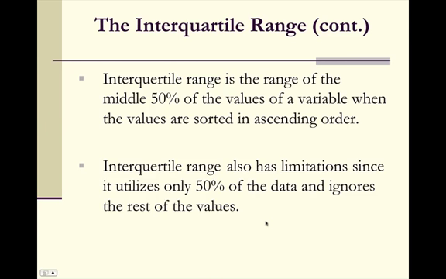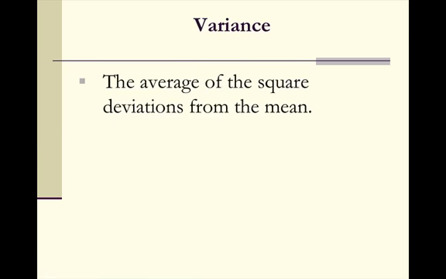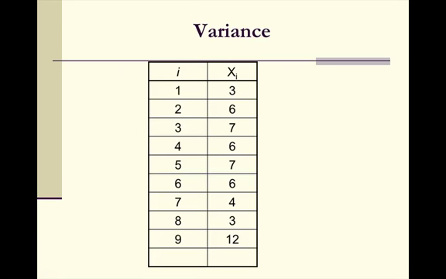Most researchers tend to avoid the interquartile range because you lose 50% of the values that you're looking at. I mean, you only have half the data that you're using. It ignores pretty much everything else. The variance is the average of the squared deviations from the mean. If you remember back a while ago, we figured out the mean, and it was 6.